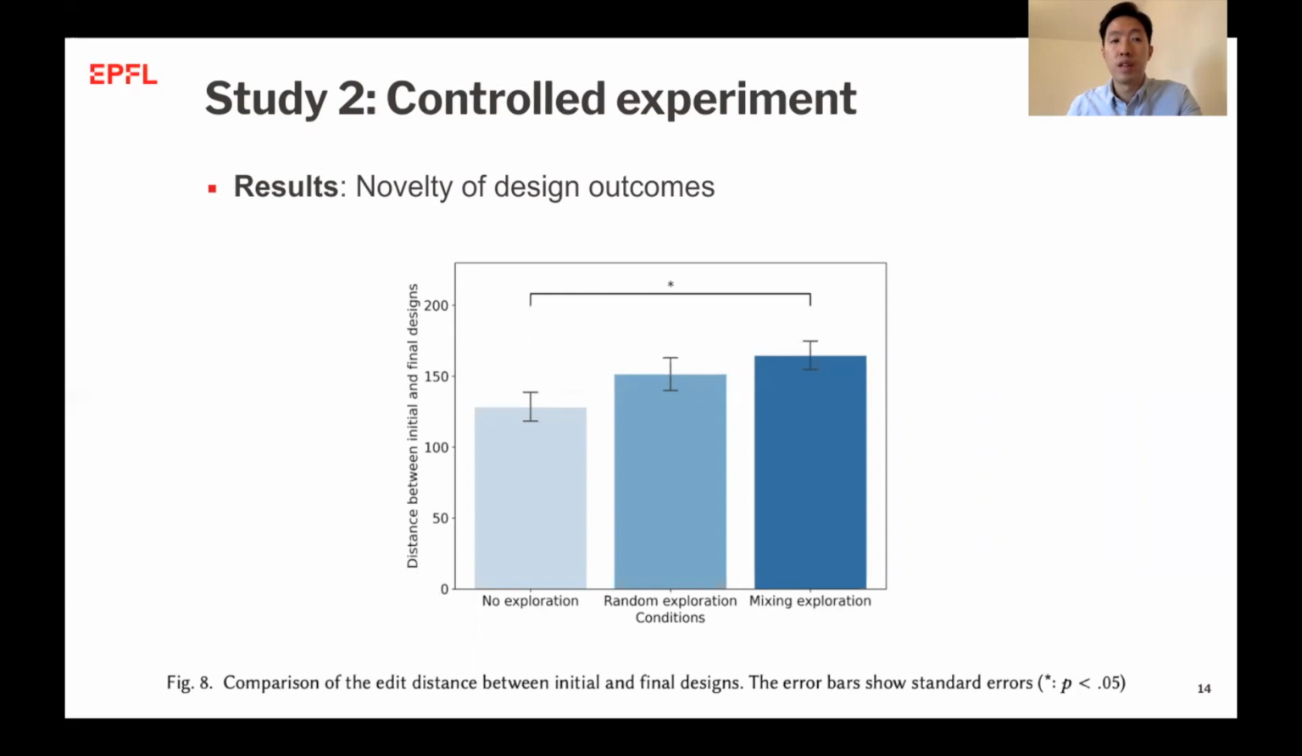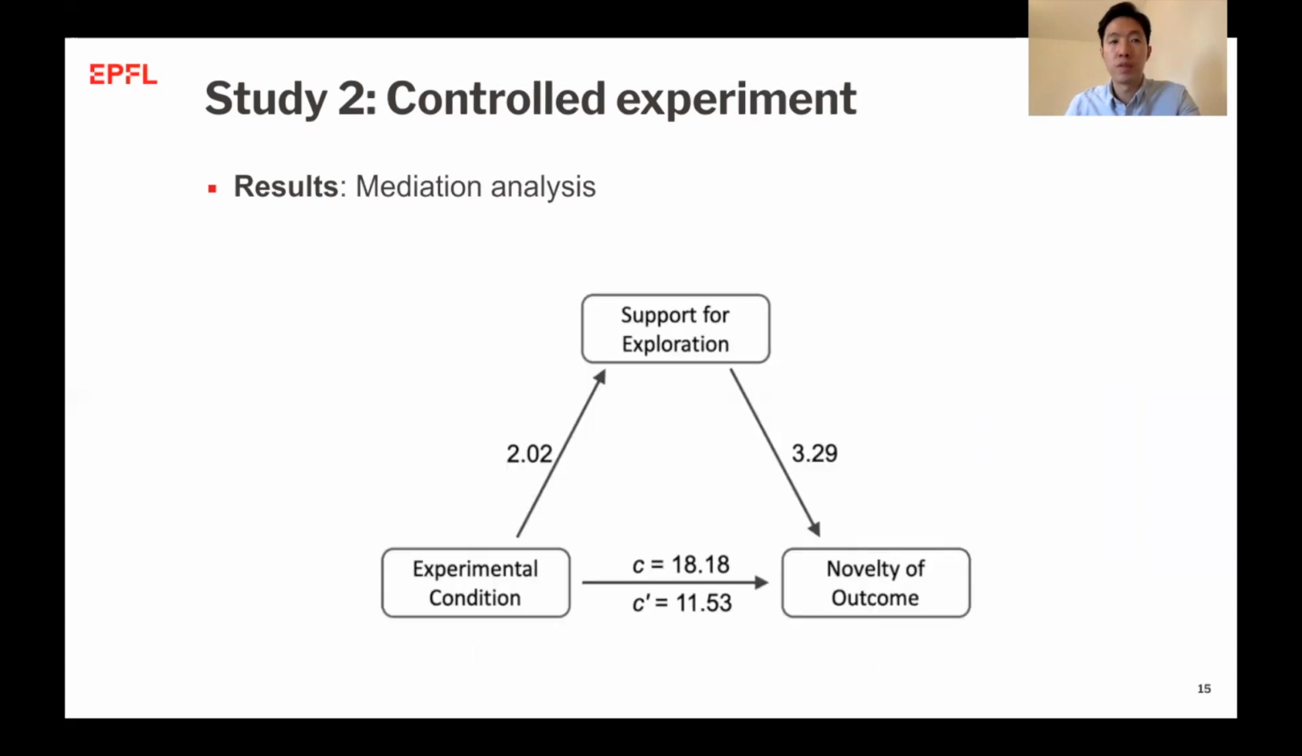Another measure we looked at was the novelty of the design outcomes. For this, we defined novelty as the difference between the initial design and the final design. Therefore, it measures how novel one's final outcome is compared to their initial idea. Inspired by genetics again, we used Levenshtein edit distance to quantify this measure. As a result, we saw that after using design mixing, the participants were able to produce more novel designs compared to the baseline condition.